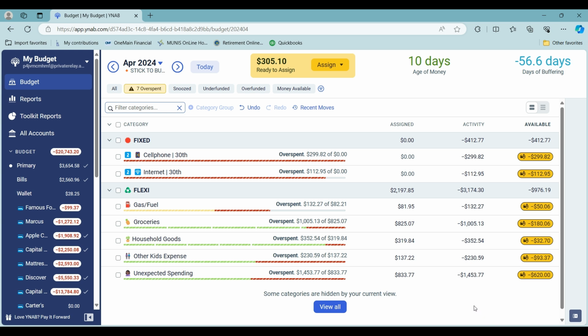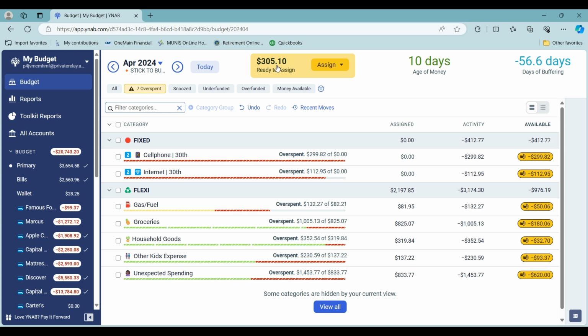All right, so that's a lot of chit chat, you guys. Let's just jump in. I am going to go into the overspent categories, and I'm going to use this $305.10. Like I said, 303 was my New York State tax return, and the additional $2.10 was interest that I gained on my accounts.